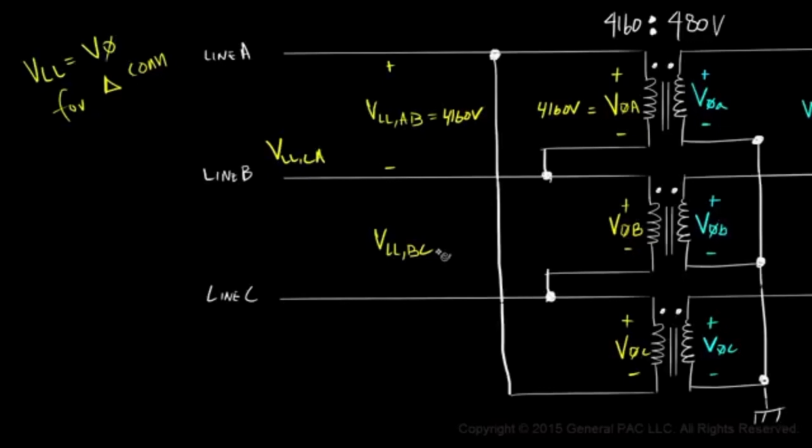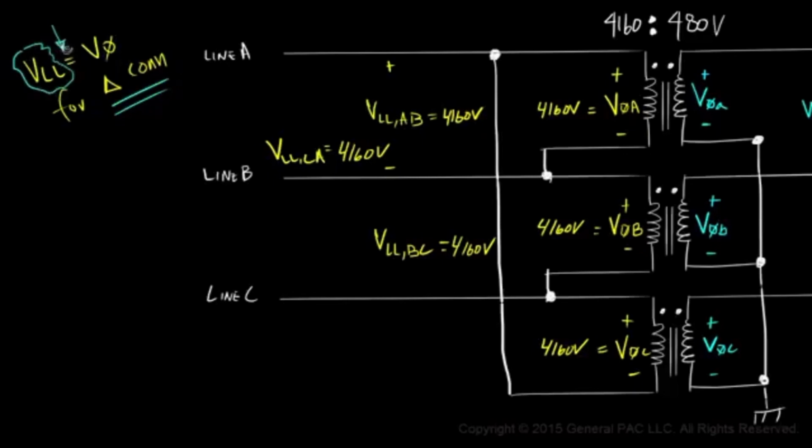Somehow get the transformer to measure the difference in potential between the polarity side of the winding and the non-polarity side of the winding. We should expect the line-to-line voltage across line B and line A to equal 4160, and the line-to-line voltage across line C and line A should also equal 4160. Both phase B and phase A voltage should also equal 4160, since in a delta connection the line voltage is equal to the phase voltage.